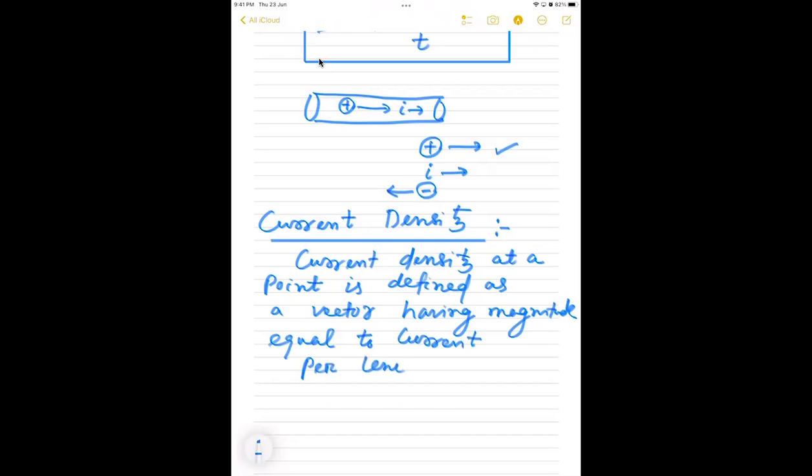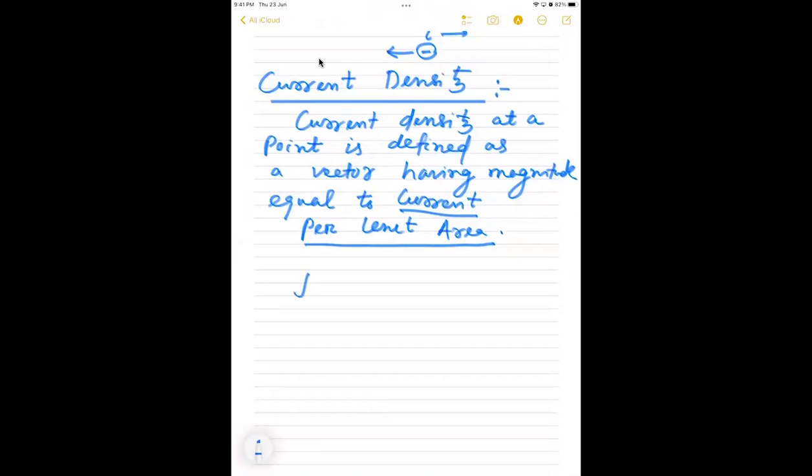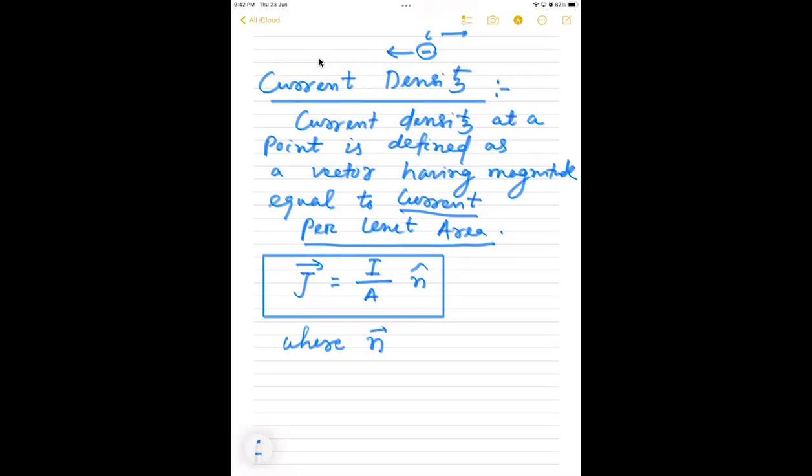Let's understand: current per unit area. Current density is a vector, so J is equal to I by A. Since it is a vector, we give it an n cap. What is n cap? N cap is the unit vector in the direction of flow of current.